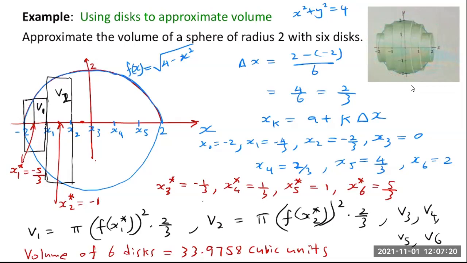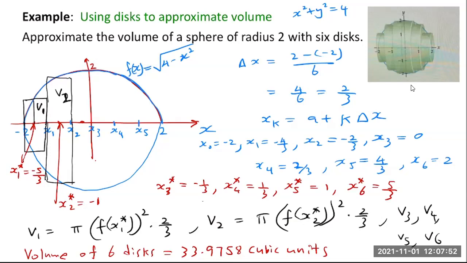But if you want a better approximation, what do you have to do? You need to divide this interval into more sub-intervals. 6 is not enough. If this answer is not accurate enough, you need to divide this main interval into more sub-intervals. For example, you divide it into 10 sub-intervals, 15. When you divide that into more and more sub-intervals, then you get a better and better approximation.